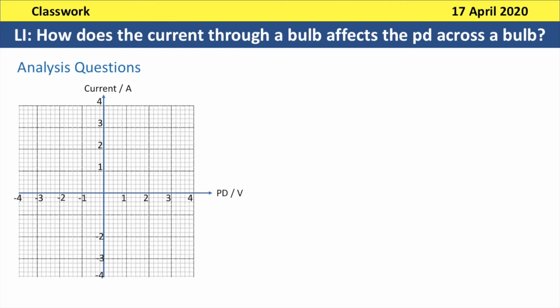The second mark is for including a suitable scale. Now, neither the current nor the potential difference rise above 4, so because of the amount of graph paper I've got available, I can simply go up in 1s and fit all of the data points on there.